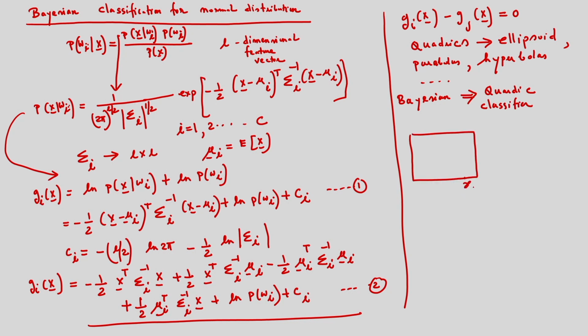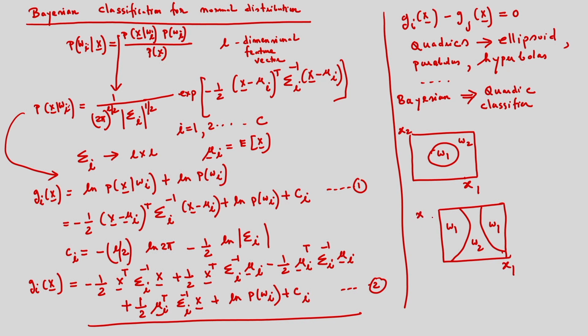So if I consider the two-dimensional case, decision boundaries may be something like this. This will be one class and this will be another class. Or maybe the non-linear decision boundaries may be something like this. So this is W1, this is W2, and this is X1 and X2. So two-dimensional Fisher vector I am considering, and for this I may have this type of decision boundaries.